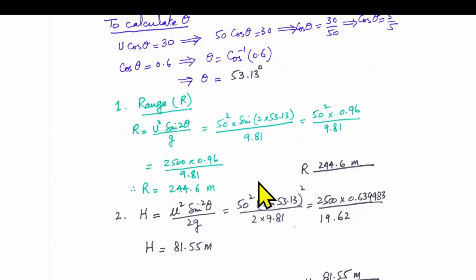And secondly, the formula of capital H is u square sine square theta over 2g. Again putting in the values, we find out that H is 81.55 meters, and we write the answer of H equal to 81.55 meters in the required place, and we have solved the numerical.